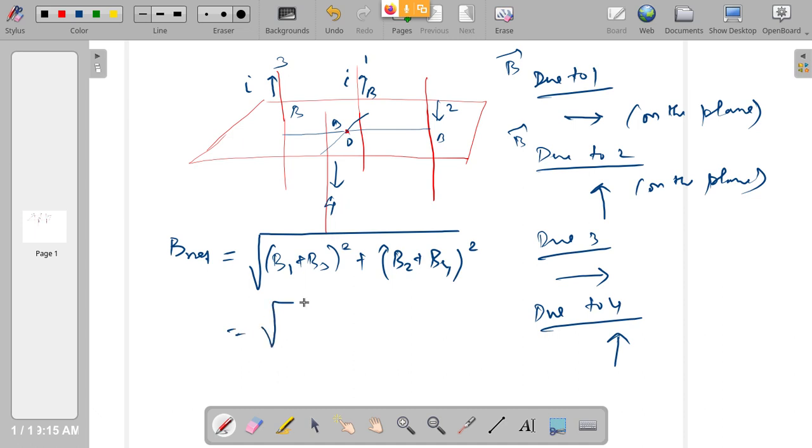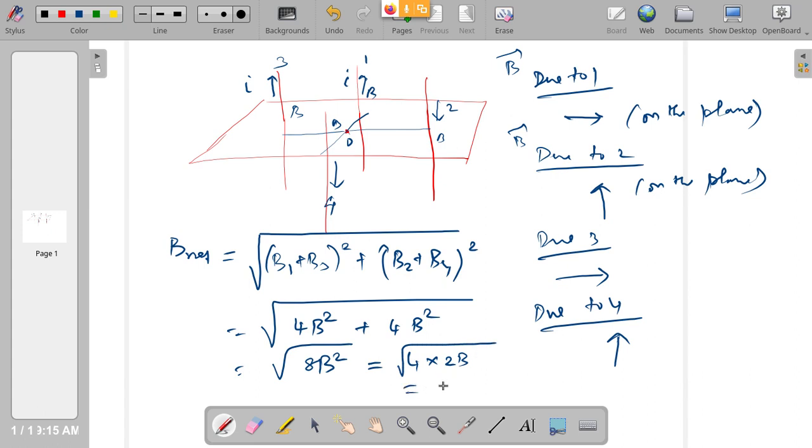So that will be square root of B plus B is 2B, 2B whole square is 4B square. Similarly here also 4B square. So it is square root of 8B square, which is 4 into 2B square rather. So this is 2 into root 2 B. So this is the net magnetic field at the origin due to all the 4 wires. So that is the answer for this.